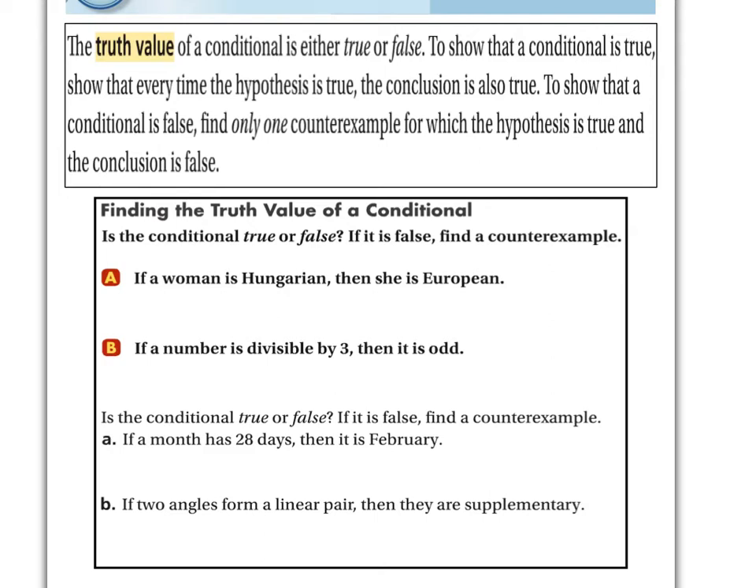Letter A says, if a woman is Hungarian, then she is European. In this case, this is true. It's true because Hungary is a European country, so you are European. If a woman is Hungarian, then she is European.